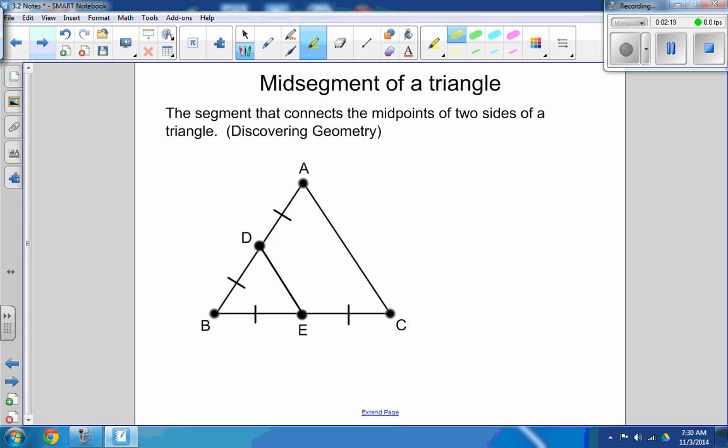The mid-segment of a triangle connects the midpoints of two sides of the triangle. So you'll notice here those two are congruent, so that's the midpoint. These two are congruent, so that's the midpoint. And so we connect them. That's the mid-segment of a triangle. And there's also something else neat going on with the mid-segment: those two lines are parallel.